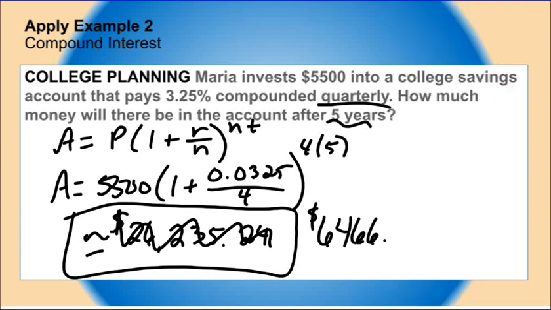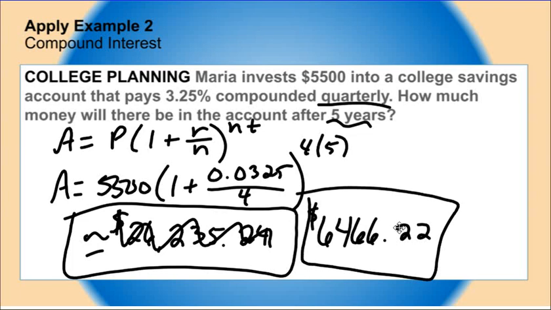$6,466.22. So I just put the numbers wrong into the calculator. Everything else was right on that one, but I just wanted to verify that we did do that one correctly. So that is our lesson on compound interest.